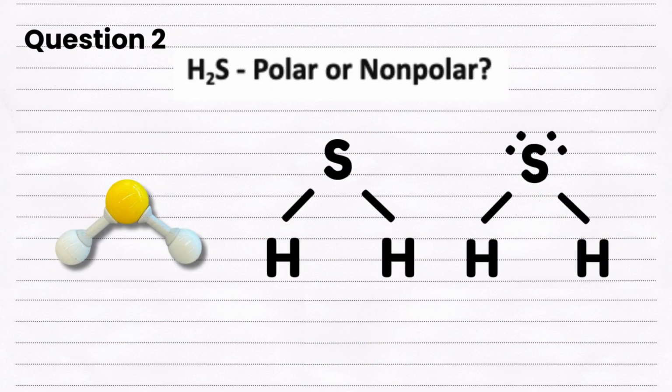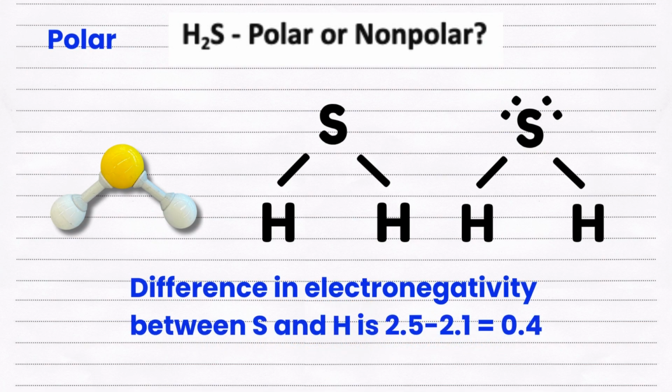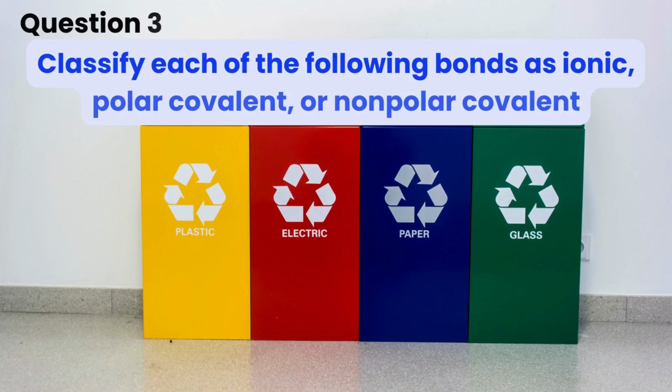2. Hydrogen sulfide, H2S, polar or nonpolar? It is polar. It has a bent molecular geometry. The difference in electronegativity between sulfur and hydrogen is 2.5 minus 2.1, which equals 0.4. So even though the bonds are not highly polar, sulfur has 2 lone pairs of electrons, which makes the overall molecule polar. Classify each of the following bonds as ionic, polar covalent, or nonpolar covalent.